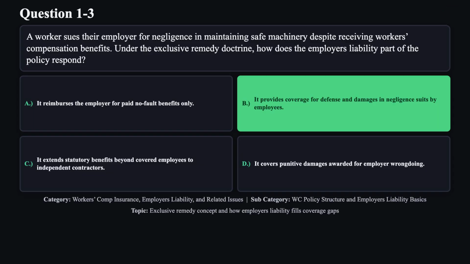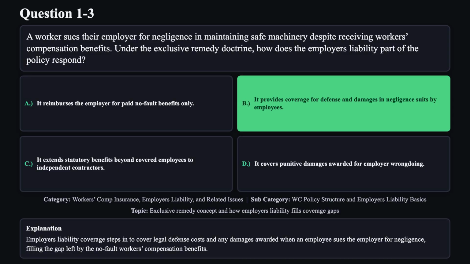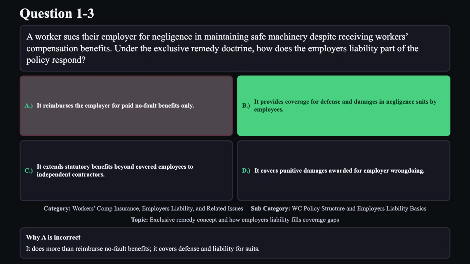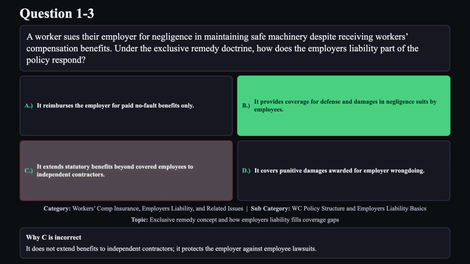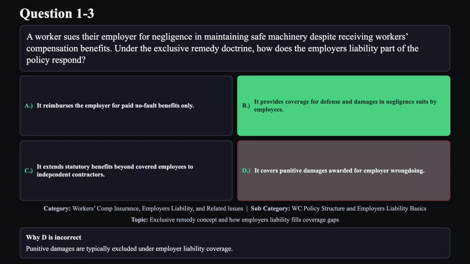The correct answer is B. Employer's liability coverage steps in to cover legal defense costs and any damages awarded when an employee sues the employer for negligence, filling the gap left by the no-fault workers' compensation benefits. Reason A is not correct. It does more than reimburse no-fault benefits. It covers defense and liability for suits. Reason C is not correct. It does not extend benefits to independent contractors. It protects the employer against employee lawsuits. Reason D is not correct. Punitive damages are typically excluded under employer liability coverage.